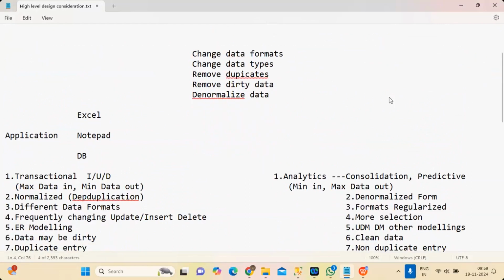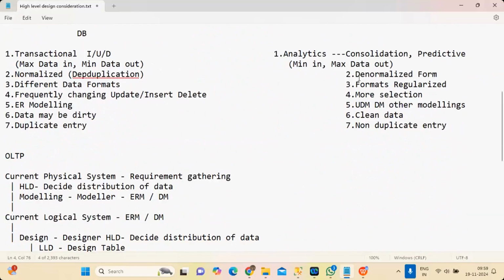So our objective here is to denormalize the data. What do I mean by denormalize? To keep duplicates, or introduce duplicates. Why are we introducing duplicates? If the data is present in many places, when I want to retrieve the data, it will be fast. Otherwise, I have to go to 10 different tables to retrieve the same data. It will be slow.